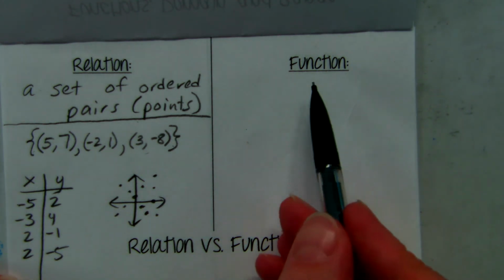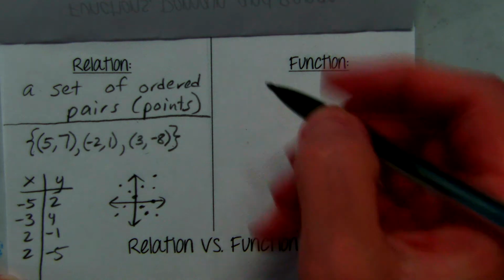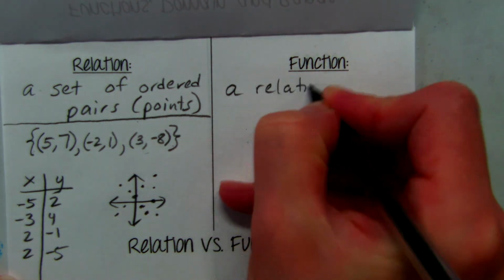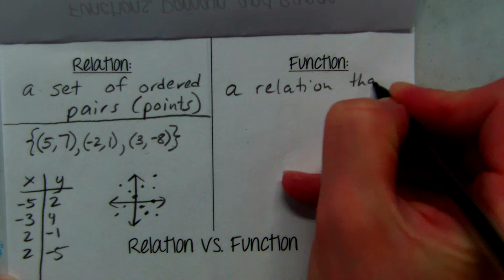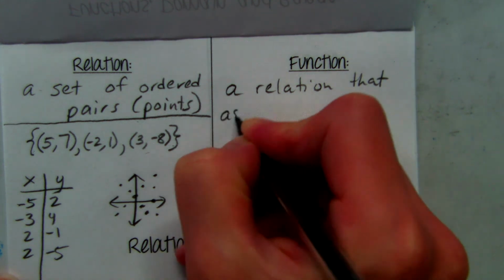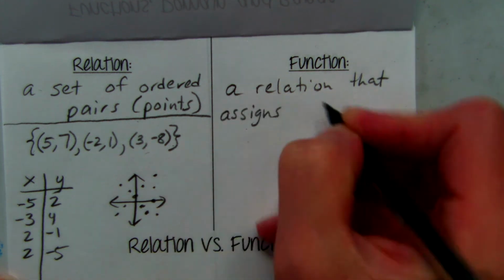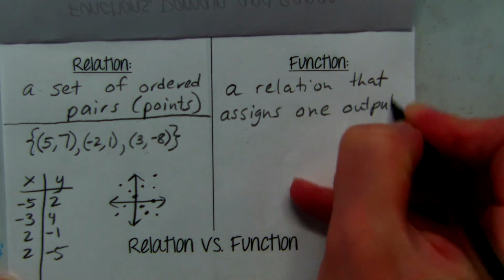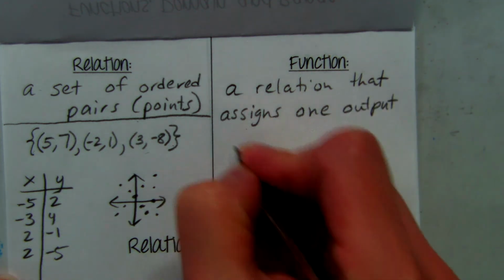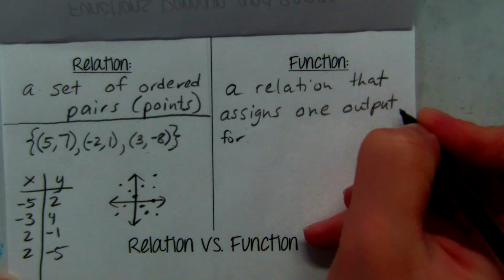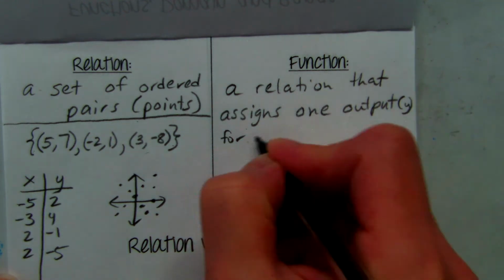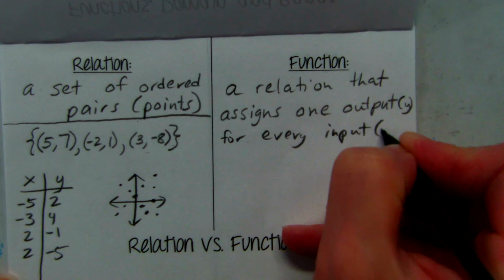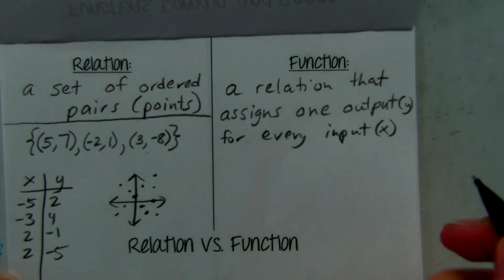Now if we go over to what a function is, it's a special kind of relation. So it's a relation that assigns one output, which is a y, for every input, which is an x.